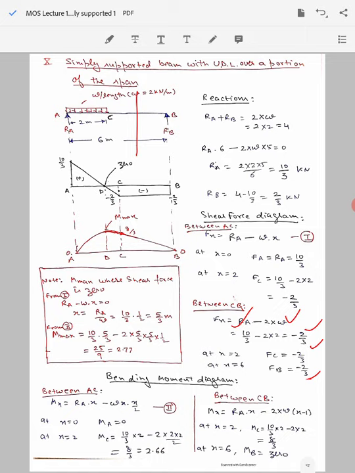You see, while it is going from 10 by 3 to minus 2 by 3, it will somewhere cross the point 0. So shear force will be 0 somewhere between A and C. I really don't know at the moment where it is going to be 0.